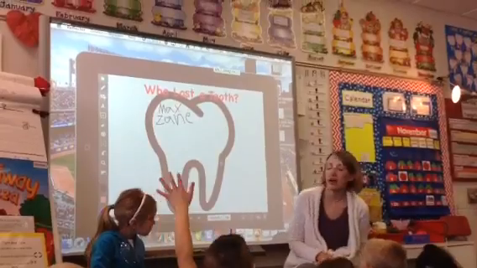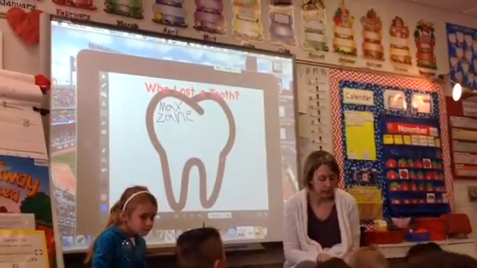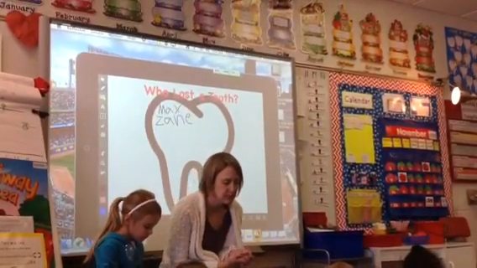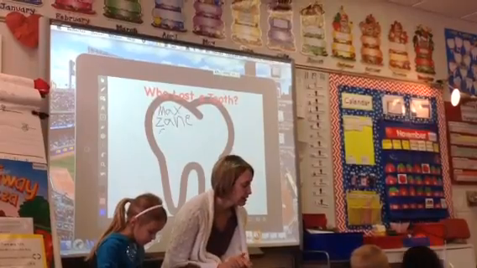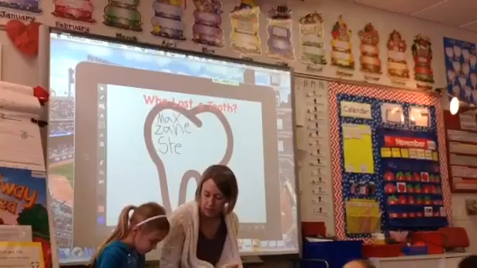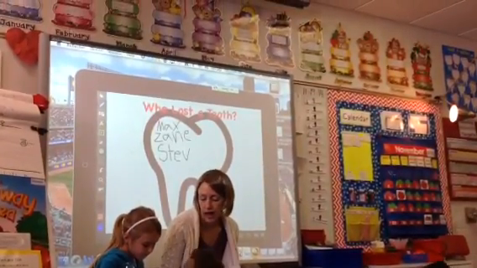We're looking at our teeth data. Who lost a tooth? Stevie lost a tooth. So we're going to write Stevie. Stevie starts with an S-T, and then an E. S-T-E, V, and then I-E.